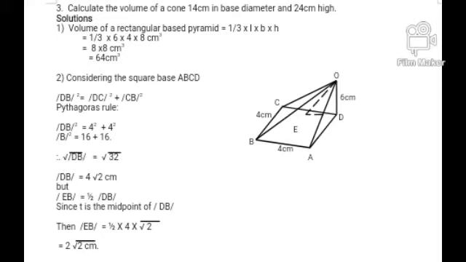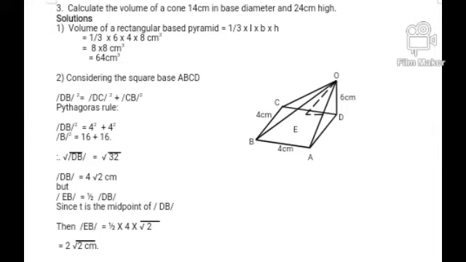24 centimeter height. The solution to the first one is we are going to use our formula 1 over 3 times l times b times height, and you put in all your values. You have your answer to be 64 centimeter cube. Then the next one is to get the height of the square-based pyramid. For this one, we are going to go through Pythagoras theorem.